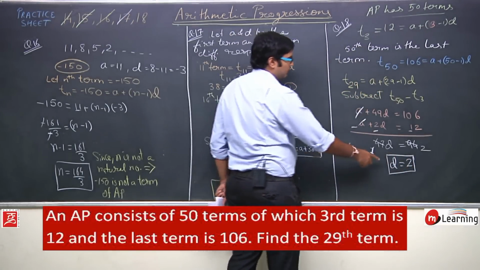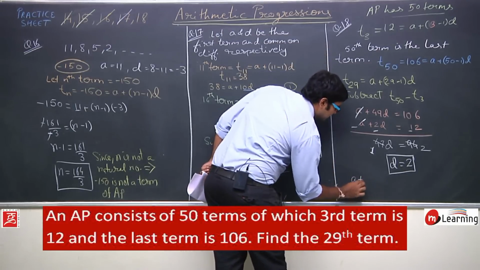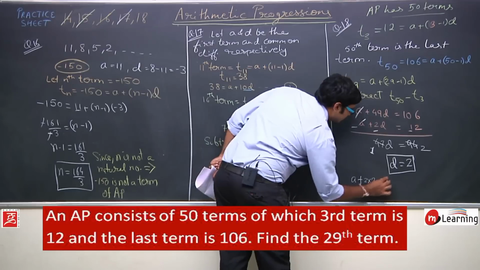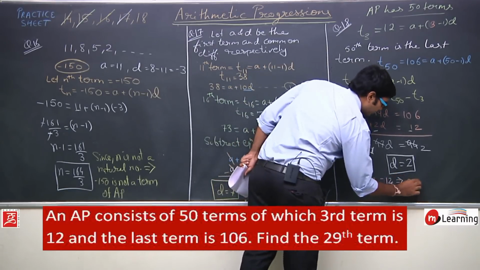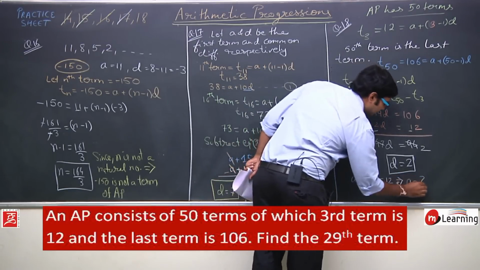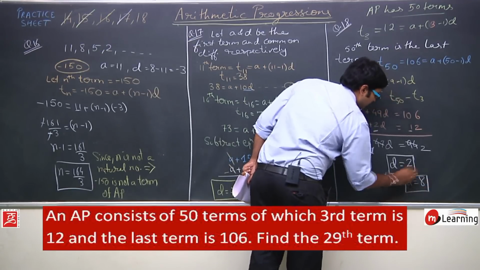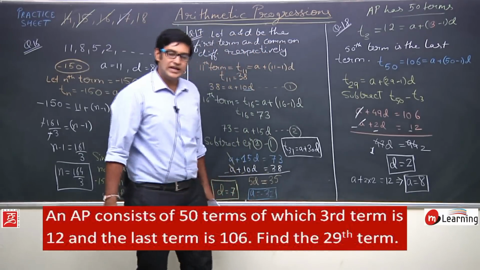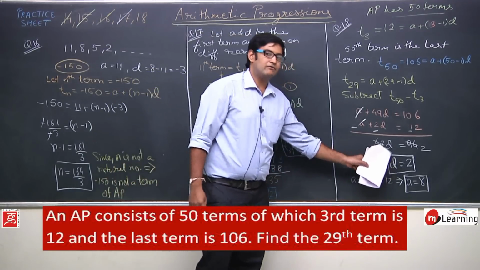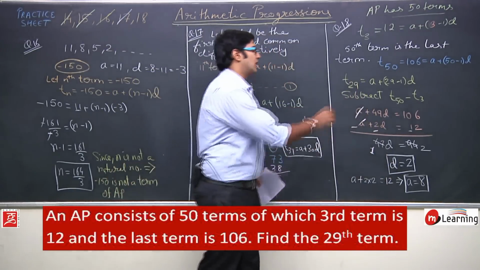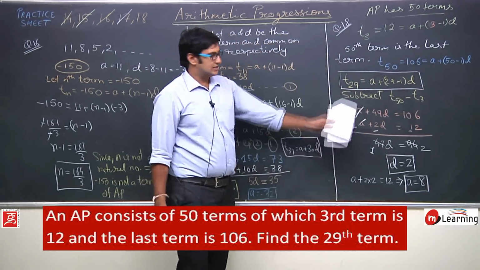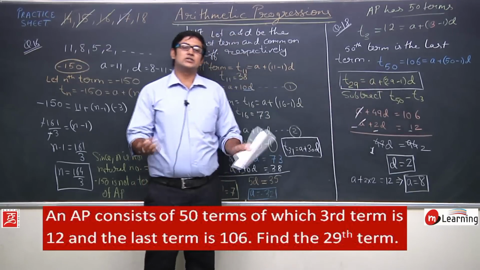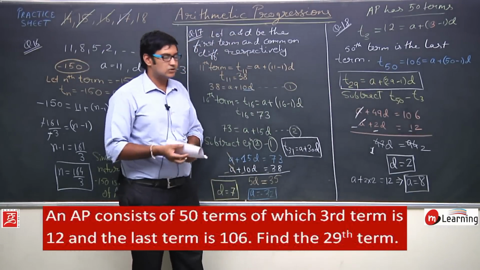What will be the value of A? I can write A plus 2 into 2 is equal to 12. It implies A is equal to 12 minus 4, and 12 minus 4 is 8. So the value of A is equal to 8. Now you have A, now you have D, substitute the values to calculate the value of the 29th term. Just put A here and D there, and solve this. It's very simple, basic calculation.